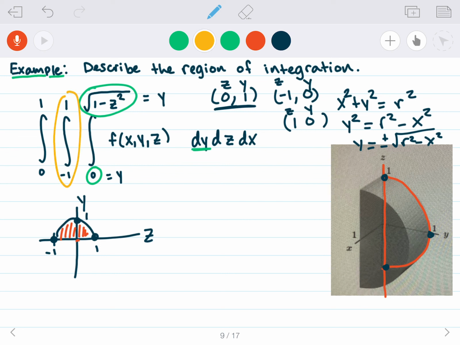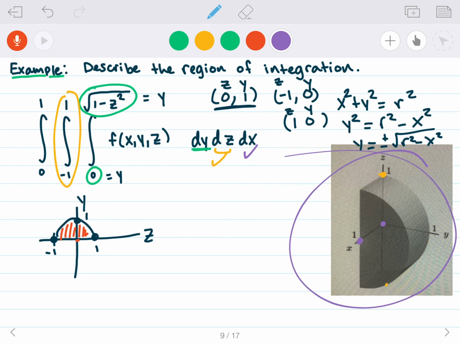But the other parts aren't too bad, because this says that z varies between negative 1 and 1. And in our picture, indeed, z does vary between negative 1 and 1. Check. And then x should vary between 0 and 1. And that also checks out, because 0 is at the back of this figure, and here's x equals 1, so that checks out as well. So this is the region that we're integrating on. It's a 3-dimensional region. We call it B, like a box, but it's not a box, not in the strict sense of the word box. But anyway, that's the region that we're integrating on.